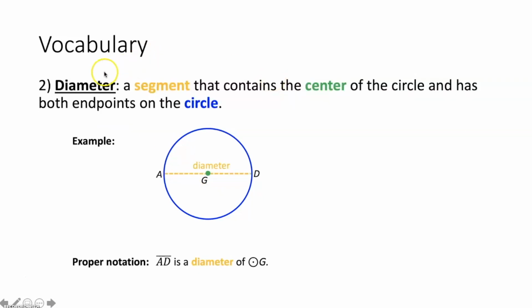Now, the second vocabulary term is a diameter. That's a segment that contains the center of the circle and has both endpoints on the circle. So in our example down here, notice that segment AD passes through the center of the circle, point G, and it has both endpoints on the circle. Point A is on the circle and point D is on the circle. Therefore, segment AD would be considered a diameter of circle G.